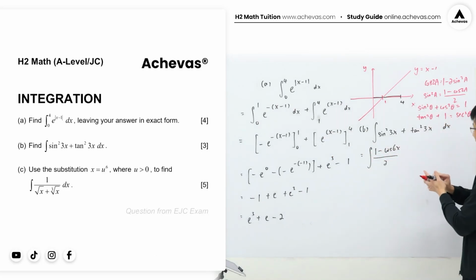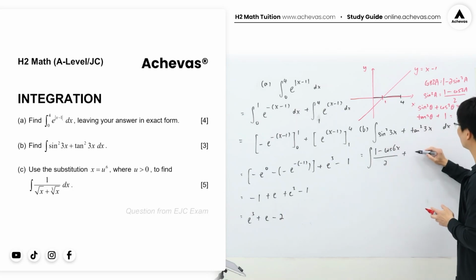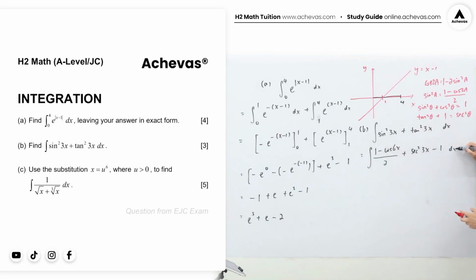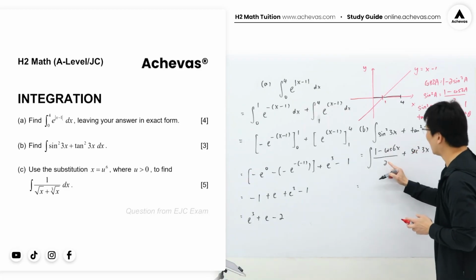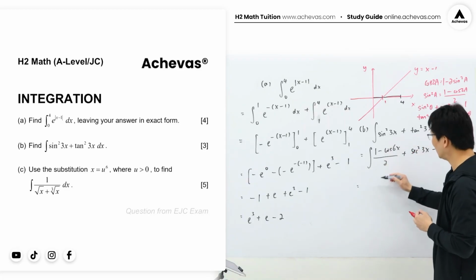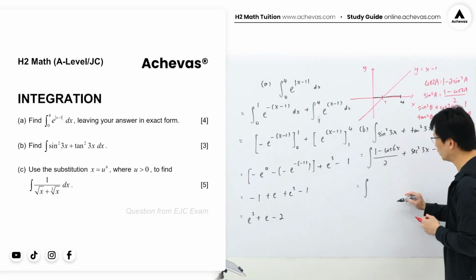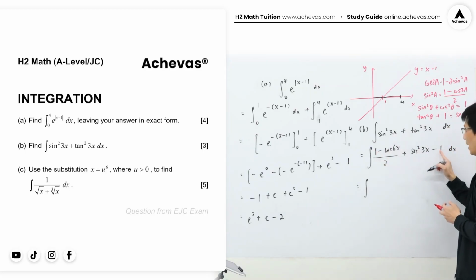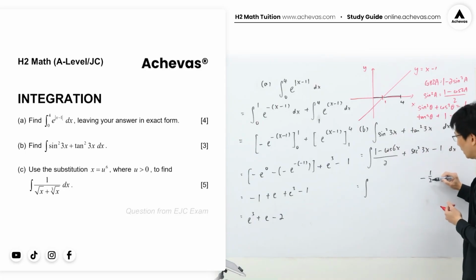So in this case, I will just have a plus secant squared 3x minus 1 dx. For this part, I think we can just split this up first before we do the integration. This will be half, and this half I can subtract by minus 1, which just gives me a minus half here. So I just put a minus half here.